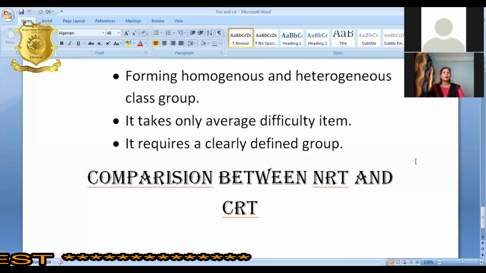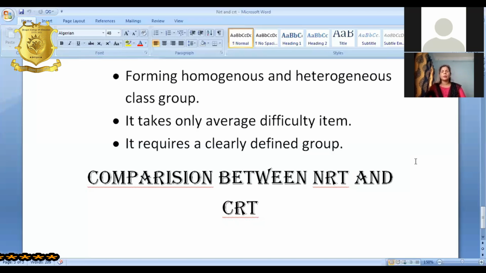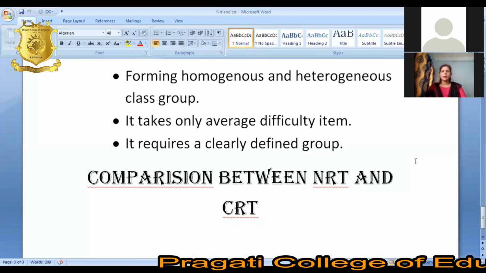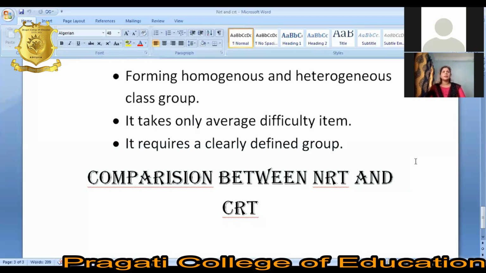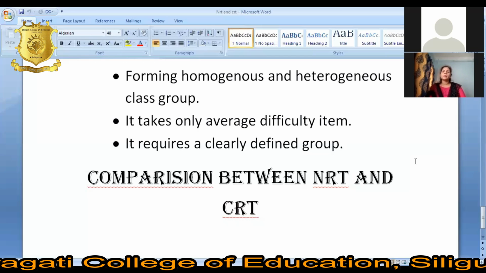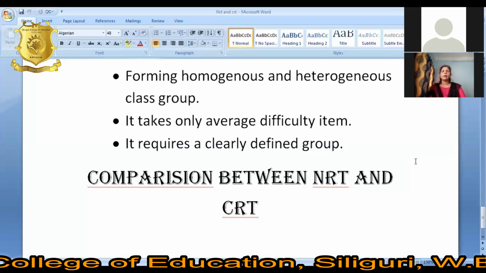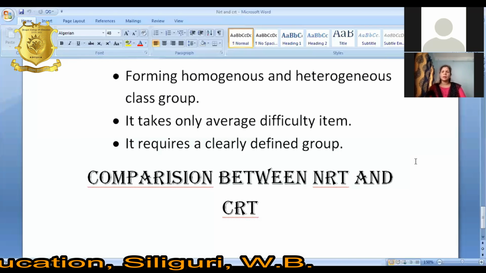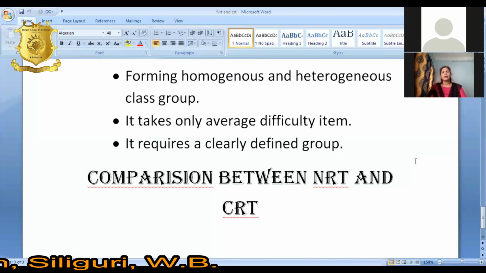Now our fifth difference is that the CRT's main purpose is to assess the instructional objectives. That's why it is known as an objective based test. But the NRT's main purpose is to discriminate between the high achievers and the low achievers. Now the last difference is the CRT is meant for placement, formative and diagnostic evaluation, but the NRT test is only meant for placement evaluation. These are the differences between the NRT and CRT.